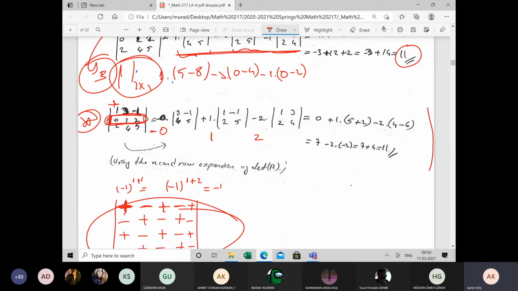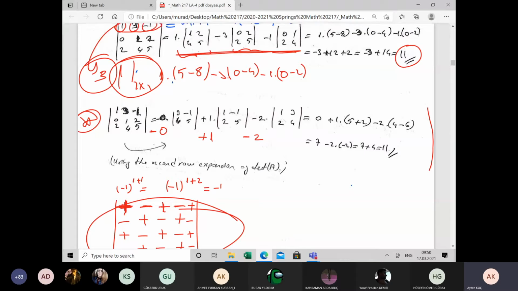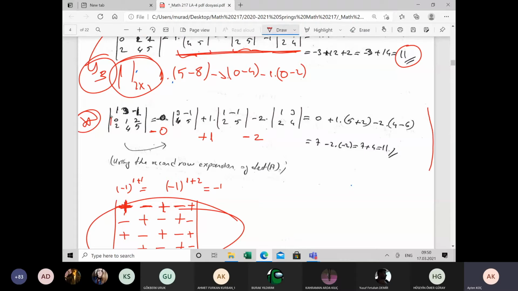Now, yes. And this one is entry 0, entry 0. So delete this row and this column. So we obtain this one: 3, minus 1, 4, 5. It's okay? This one. So the next one, find the next entry.